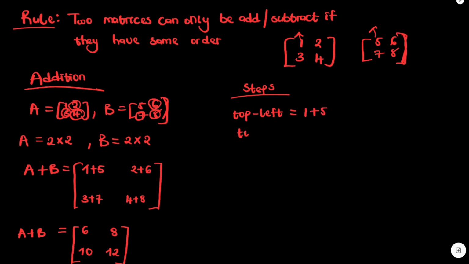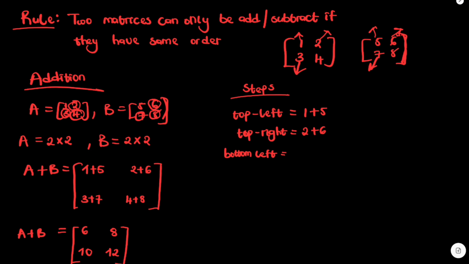Now we take the top right, 2 and 6. So we can add them because they are corresponding elements. We take the bottom left, 3 and 7, we can add them. And we take the bottom right.